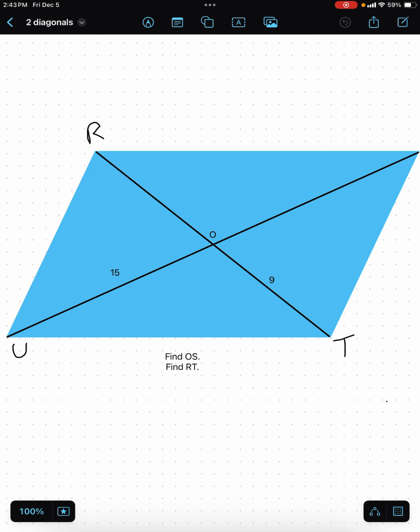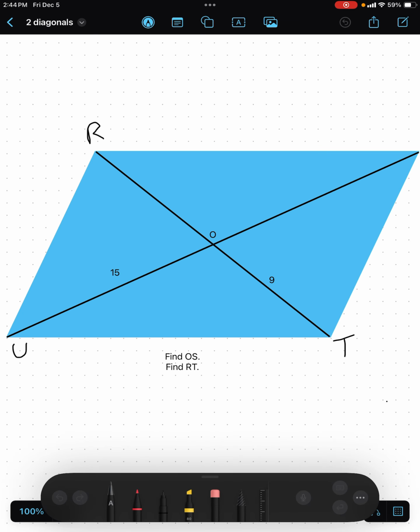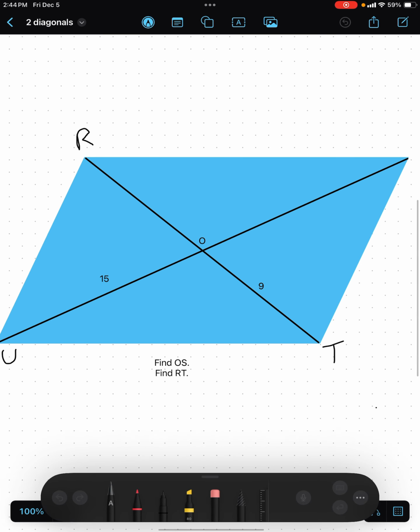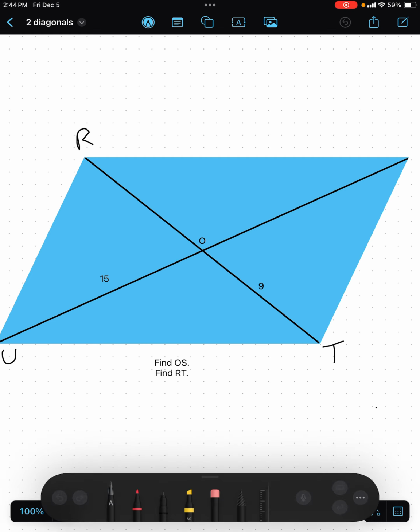So first off, let's talk about these diagonals here. We've got a couple of the parts of these diagonals marked. We have UO that is marked as 15 units long, and OT, which is marked as 9 units long. And you can see that we are being asked to find OS. S is that one up in the corner. I think we missed labeling S. Let's label S up there.